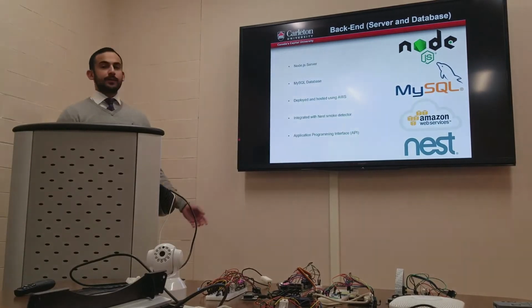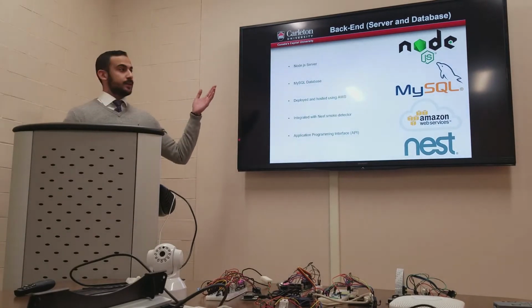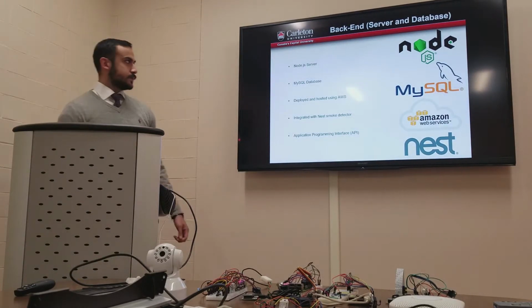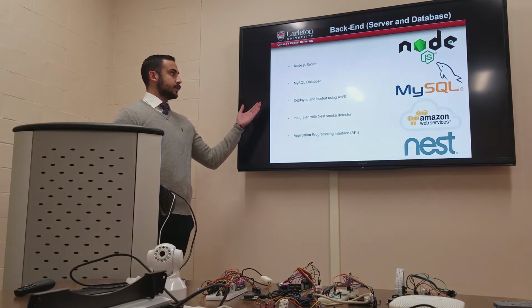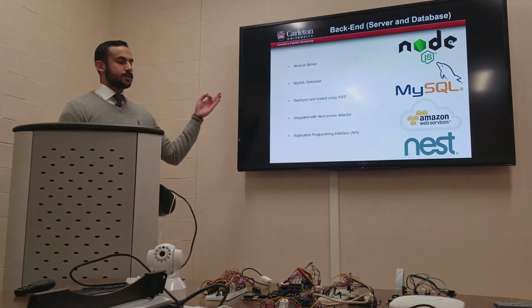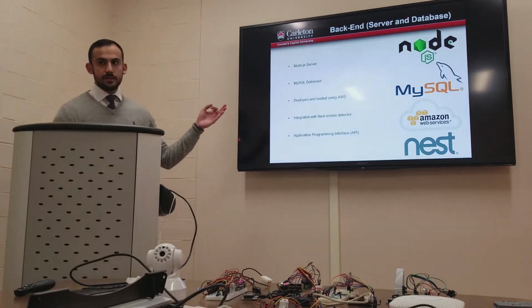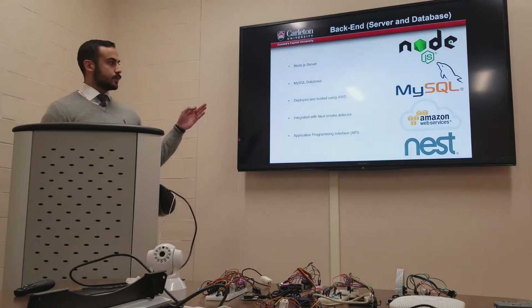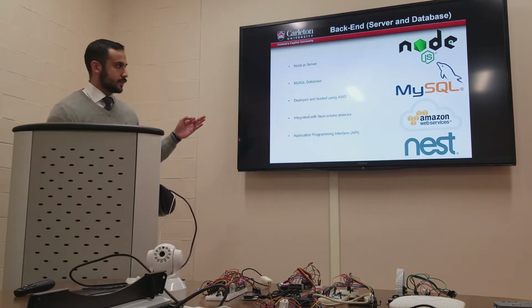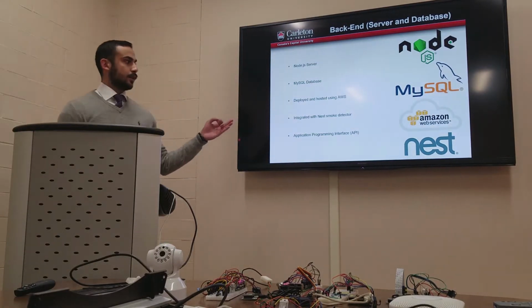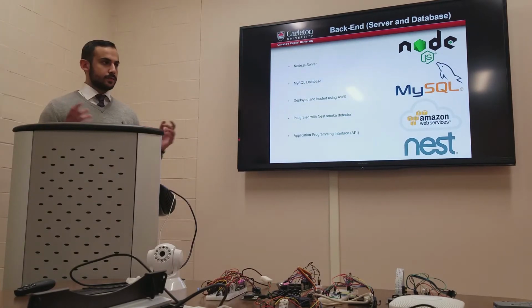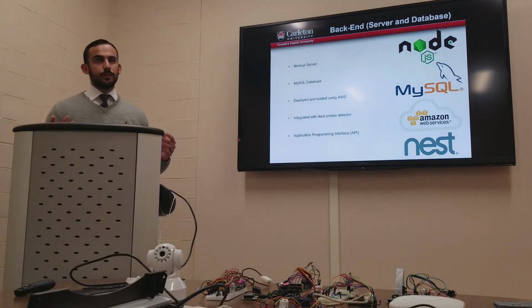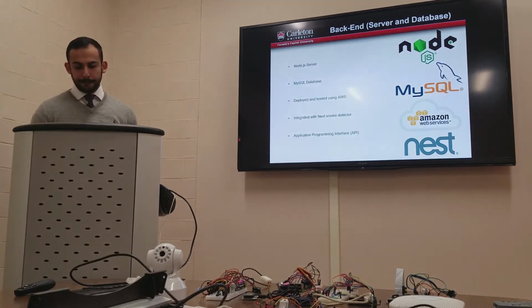So I'll be talking about the back end of the project, the server and the database, as Kenan mentioned. The back end of the project consists of a Node.js server and a MySQL database, which are both deployed and hosted using Amazon Web Services. The server is also integrated with external components such as a Nest smoke detector, and it connects to internal components that are owned by the project through an application programming interface, which is a RESTful API.